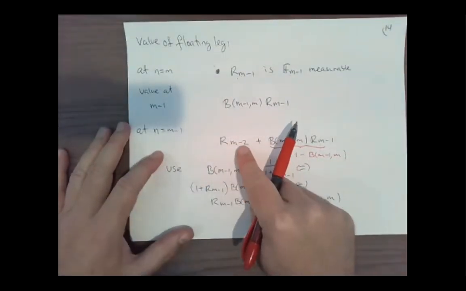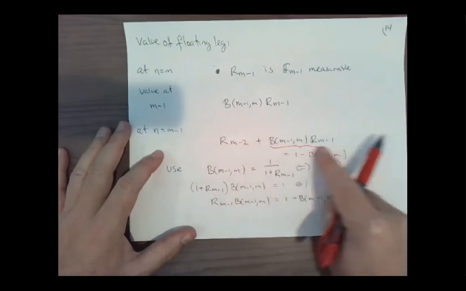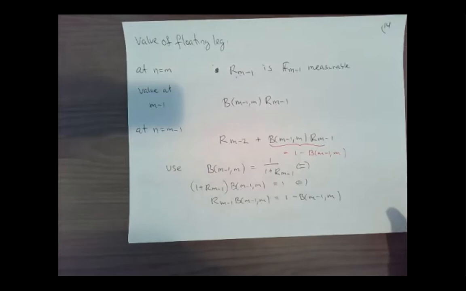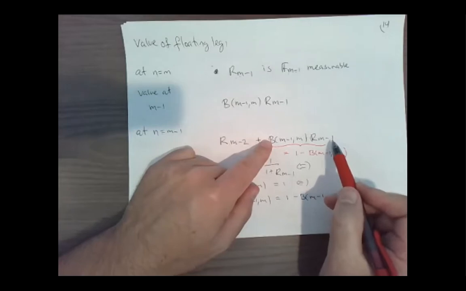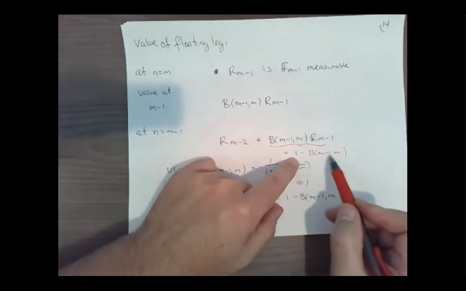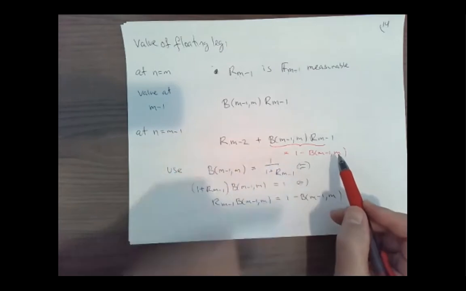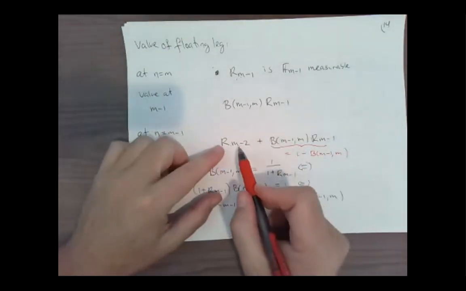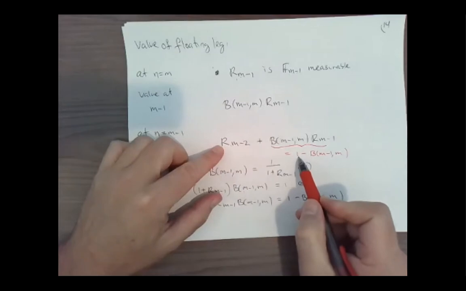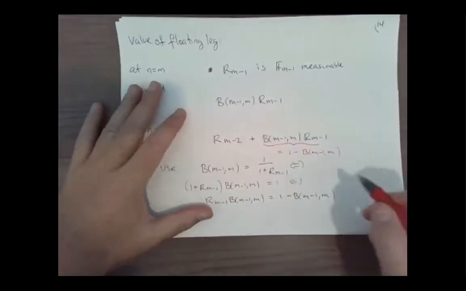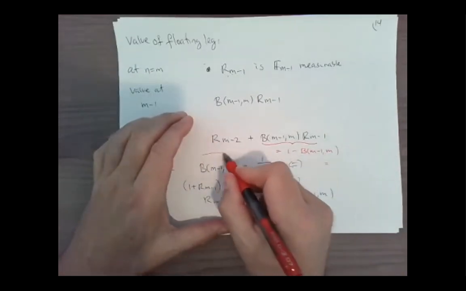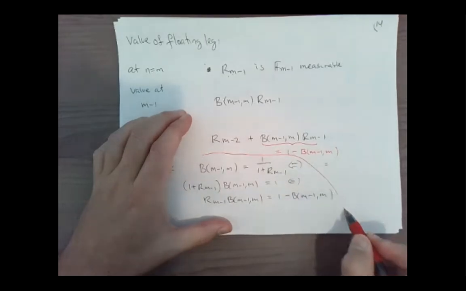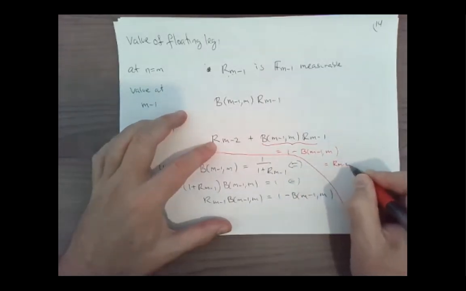Well, the first one is easy because it's already F m minus 2 measurable, but this one here is not. So we use the connection between zero coupon bond and interest rates. And so you can write this last payment here as 1 minus this zero coupon bond. And so what you do is when you want to move it back once, now you have R m minus 2 plus 1. That part is already F m measurable, right? This here will be written as R m minus 2 plus 1. This quantity is F m minus 2 measurable.